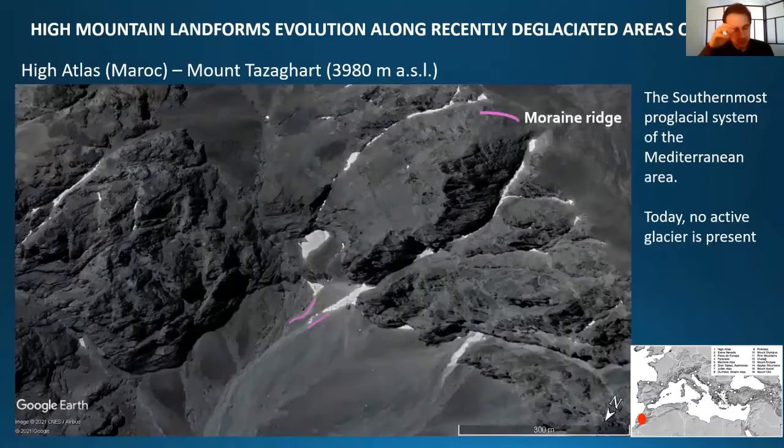The southernmost Mediterranean glacial system is located in Morocco in the High Atlas at about 4,000 meters above sea level. It's a very small glacial area. There is no active glacier today. And it's peculiar because the southernmost is closer to the Atlantic Ocean.